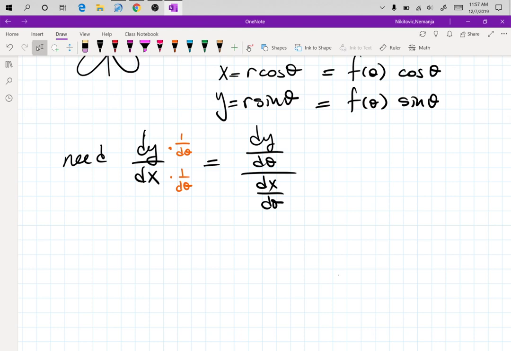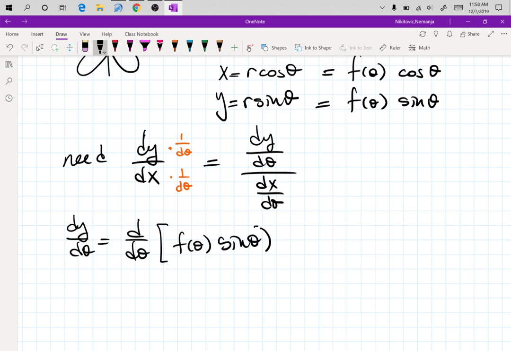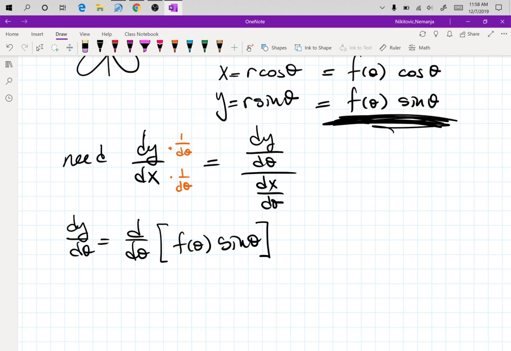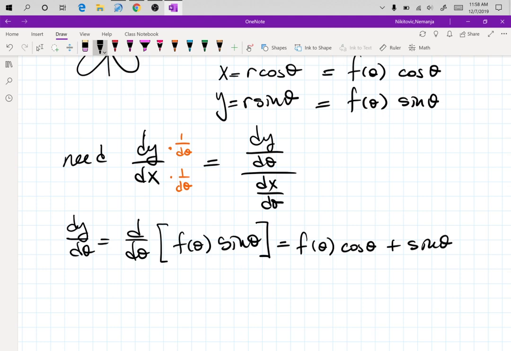So now, what is dy d theta? Well, that's the derivative with respect to theta of f of theta sine theta, because that's what y is. Y is f of theta times sine theta, and now I'm taking the derivative of it with respect to theta. And that is the product rule. Copy the first, derivative of the second, plus copy the second, and then derivative of the first is f prime.